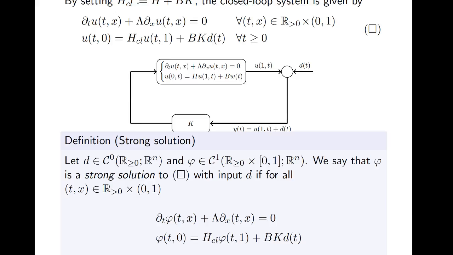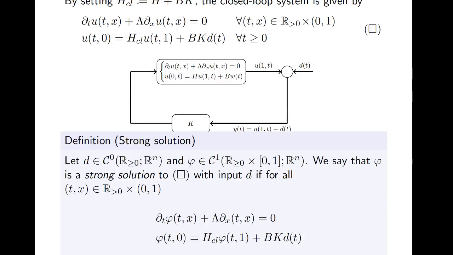So now I give a definition we came up with that was convenient for us, which I like to call the definition of strong solution. Essentially, here I'm explaining the class of solutions we are looking at for our problem. So given a disturbance D that is at least continuous in this case, and then pick a function phi that is C1 with respect to two variables, which is a kind of stronger assumption.